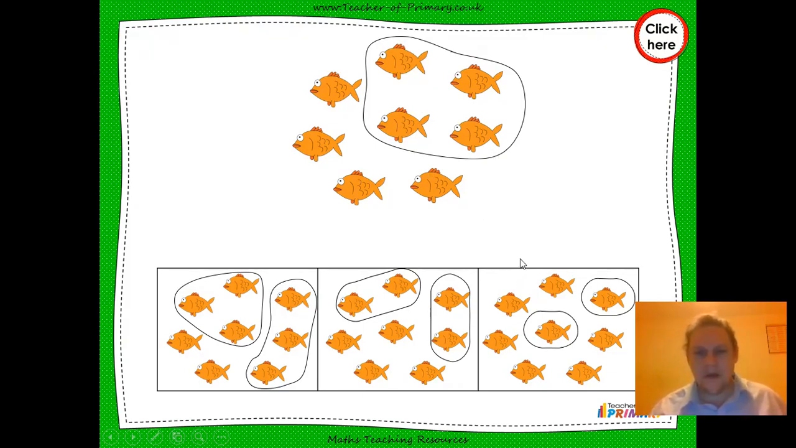Okay, so where have 4 fish been circled? Right, we've got our 2/4 here, haven't we? Okay, so if we split these two in half again, we would have quarters, and we split these two in half again. We'd have 4 equal groups. Each would have 2 fish in it.